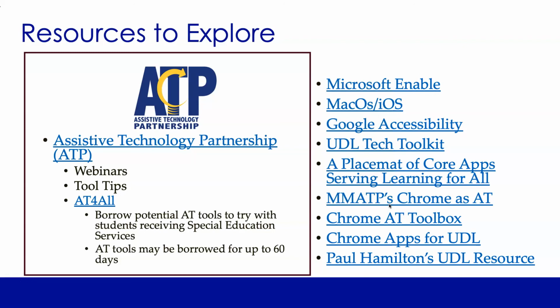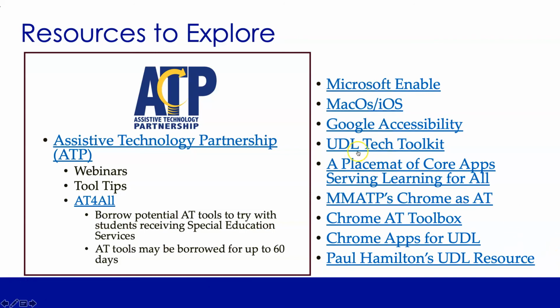Microsoft Enable, macOS and iOS, and Google Accessibility are all the built-in accessibility features within the various products, whether or not you're using iPads or Chromebooks or Microsoft products. These are all different resources on the accessibility. So say, for example, you're looking at how do I turn on text-to-speech features for students. These are good links to go ahead and access in order to figure out how to do that.